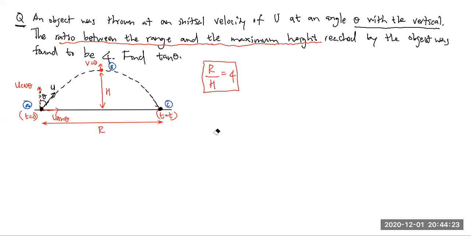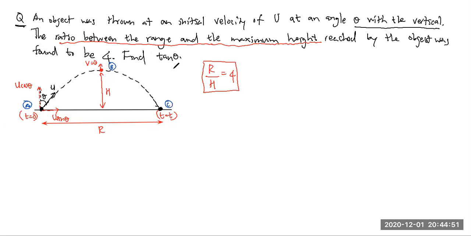All right. So when you take this question, the information given: an object was thrown at an initial velocity of u at an angle of theta with the vertical. So the angle must be marked here, theta. So if that angle is theta, vertical component is u cos theta, horizontal component is u sin theta. The ratio between the range and the maximum height reached by the object was found to be 4.